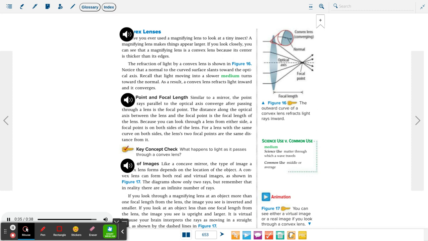Key concept check. What happens to light as it passes through a convex lens?